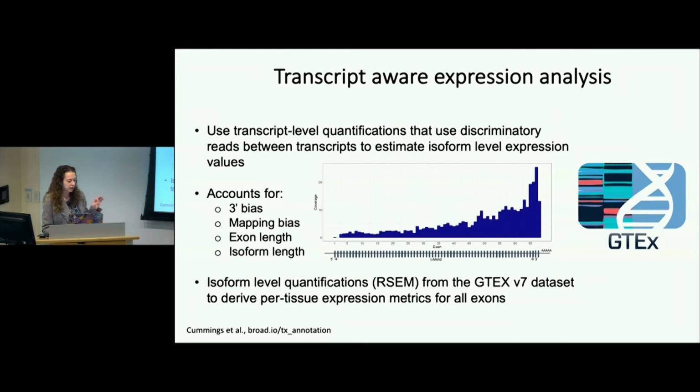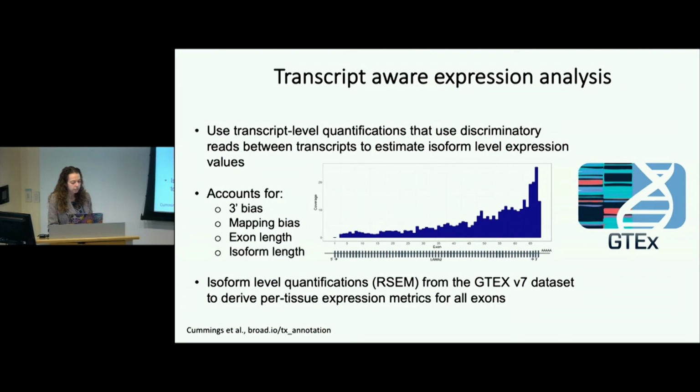If you just look at RNA-seq reads, there's huge 3' bias because we use poly-A capture in GTEx and much of our RNA-seq data, and so you have to do a lot of statistical adjustment to take all this into account. There's also mapping biases, the length of the exon matters, and the isoform length. So she used GTEx V7 data and developed this approach.